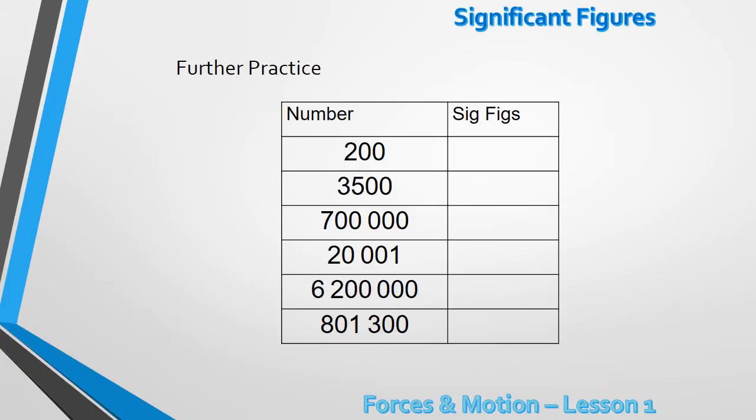Example 1, 200. Zeros at the end of a number are not significant if we don't have a decimal. So since we don't have a decimal, the zeros at the end are not significant, so 200 has one significant figure.